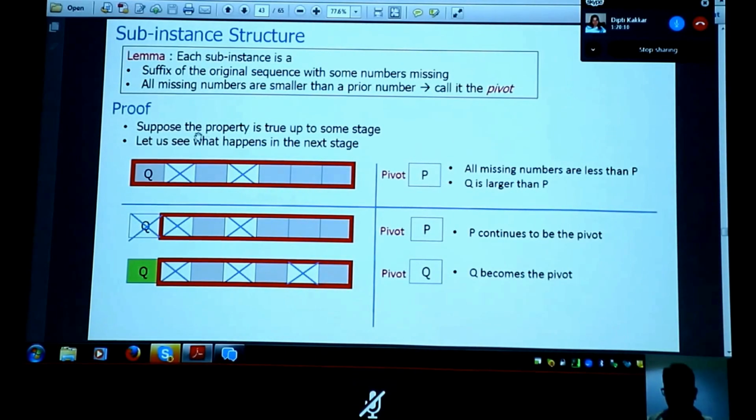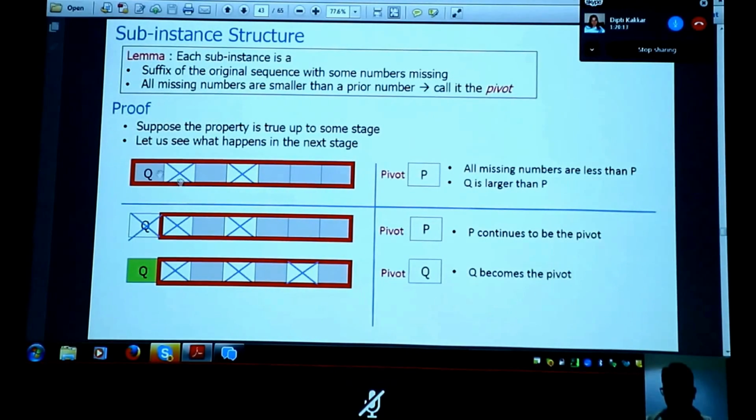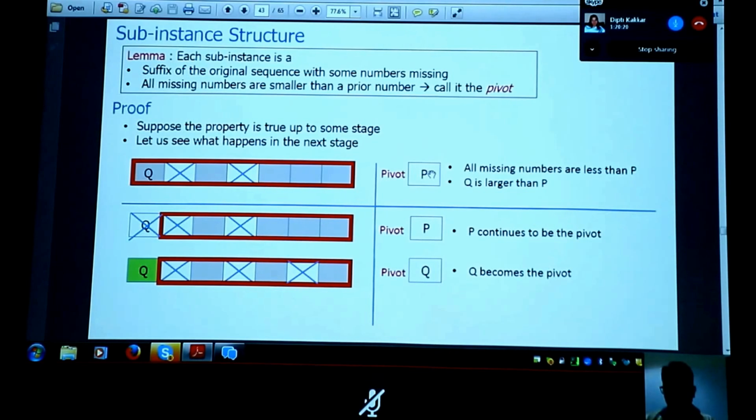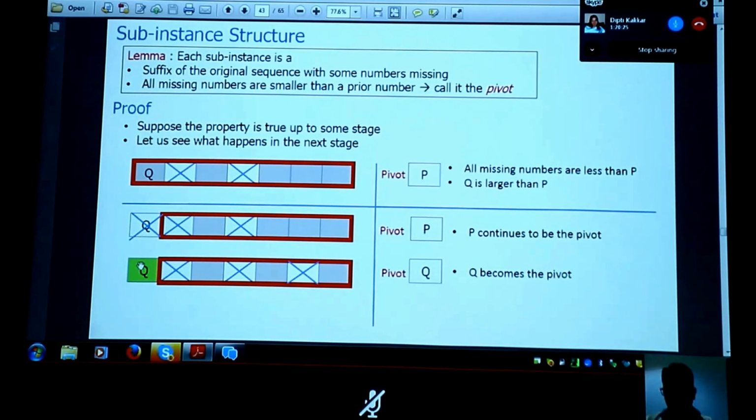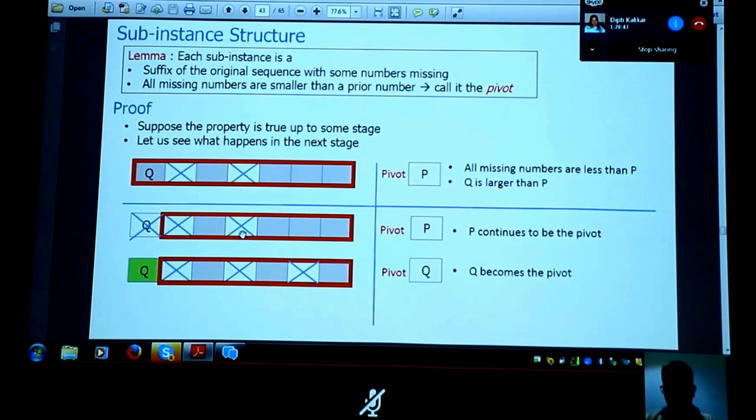Here is this instance. This is a suffix, something is missing, but I am guaranteed by induction that they are less than some pivot p. Now, I have two options: leave this cube or pick this cube. If I decide to leave this cube, these numbers that are missing are still less than p. That's how they were less than p. I dropped the cube, they are still less than p. So fine, p can still serve as the pivot.